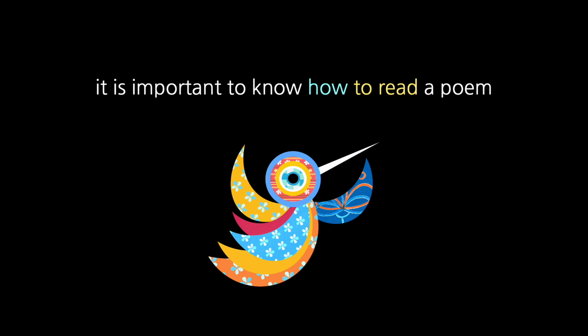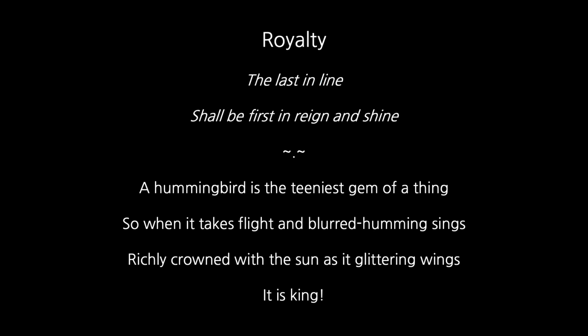Because sometimes what people do is they'll read a poem with no expression, like this: Royalty. The last in line shall be first in rain and shine. A hummingbird is the teeniest gem of a thing. So when it takes flight and blurred humming sings, richly crowned with the sun as it glittering wings, it is king.